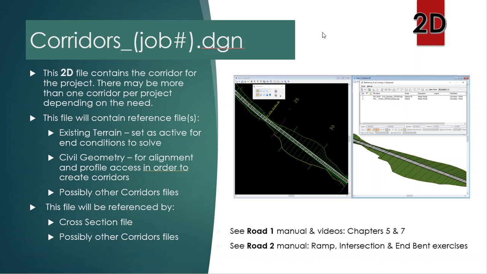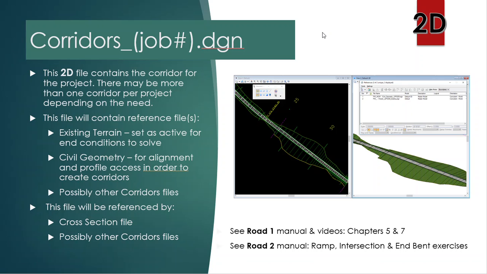And then you have your civil geometry. You'll need that for your alignment and your profile access in order to create corridors. Without a profile, it won't be able to create it. And possibly other corridors might be referenced into this one. You might want them talking to each other and doing some clipping and target aliasing. So this file will be referenced by the cross-section file and possibly other corridor files.